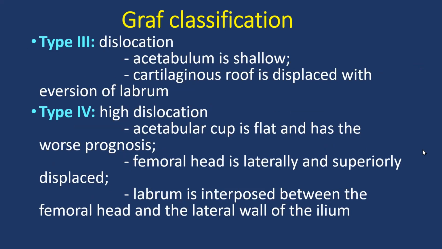Type 3 is dislocation. The acetabulum is shallow, the cartilaginous roof is displaced with eversion of the labrum. Type 4 is a high dislocation. The acetabular cup is flat and has the worst prognosis. The femoral head is laterally and superiorly displaced. The labrum is interposed between the femoral head and the lateral wall of the ilium.